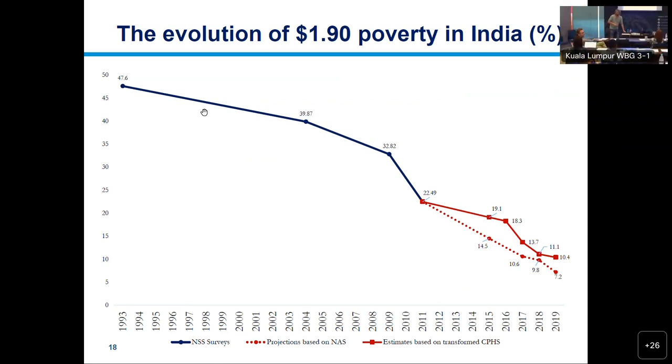Can I have a follow-up question to this? Yes, please. How does it line up with the 2017 leaked data, based on the estimate that's been using the transformed data set?